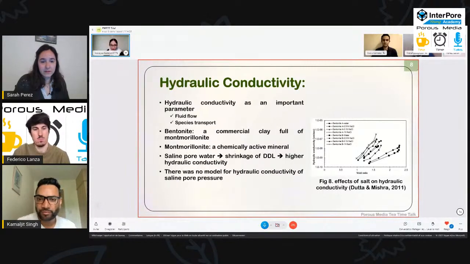For example, as you can see in this figure, by increasing salt concentration, we expect higher hydraulic conductivities. And as you can see in this picture, these changes are so significant that we cannot ignore them. By reviewing the literature, we understood that there is no model for hydraulic conductivity as a function of solute concentration. Since it's not always possible to measure hydraulic conductivity in the laboratory, for example using the experimental setup, it's necessary for us to have an approximation value of that.